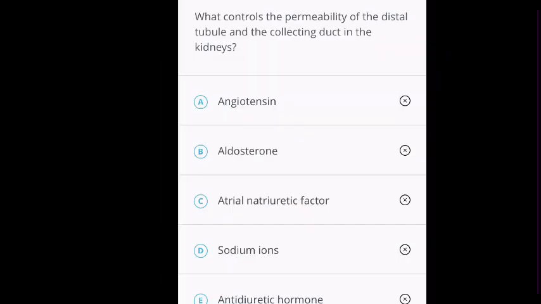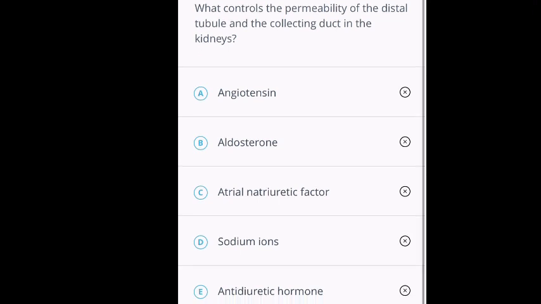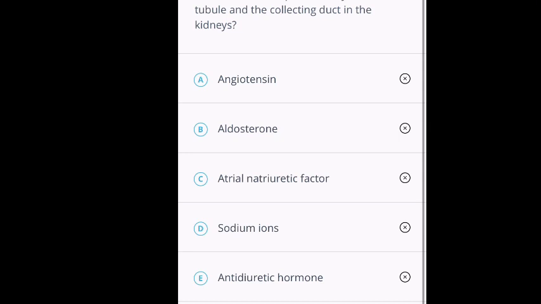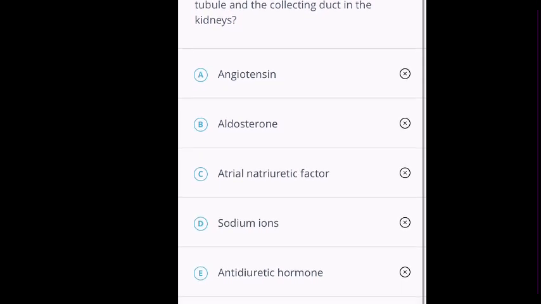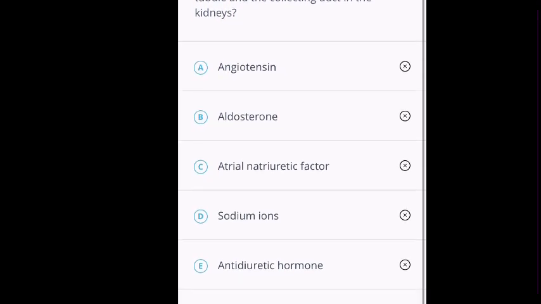What controls the permeability of the distal tubule and collecting duct in the kidneys? Angiotensin, aldosterone, atrial natriuretic factor, sodium ions, antidiuretic hormone. The correct answer is the antidiuretic hormone.